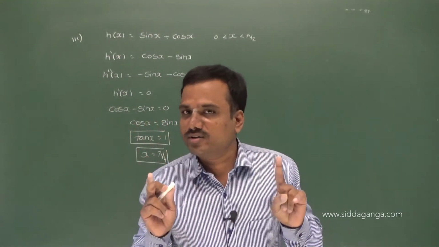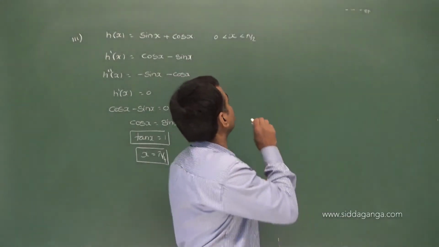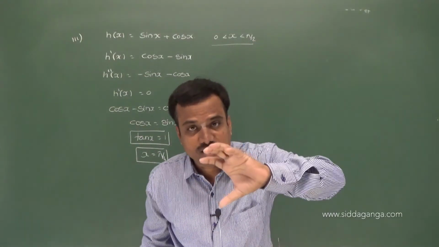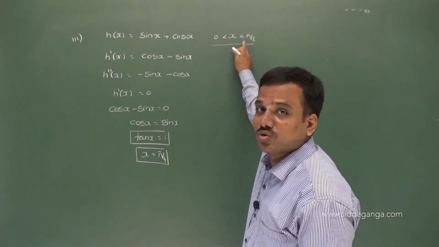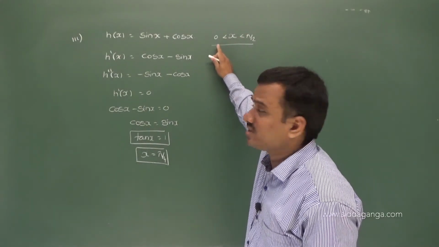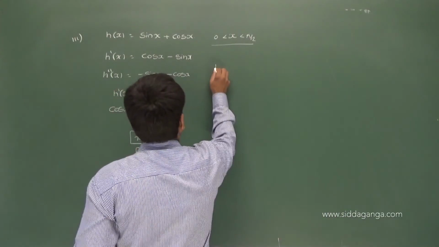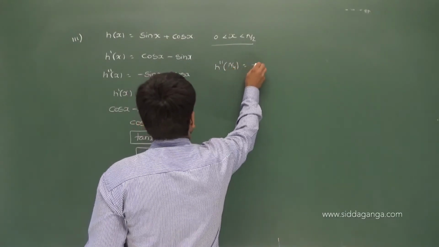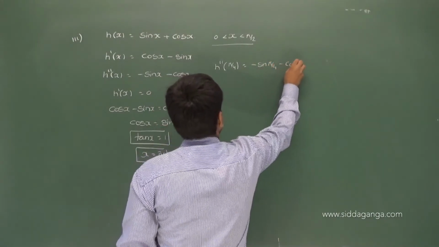Only one critical point. In the third quadrant also we get a critical point, but of the restriction. We find the critical points, we say it is maxima and minima in the open interval 0 to pi by 2. It is not a closed interval. Okay, 0 to pi by 2. Then what we do? We substitute here. H double dash of pi by 4. Check out. Minus sin pi by 4 minus cos pi by 4.